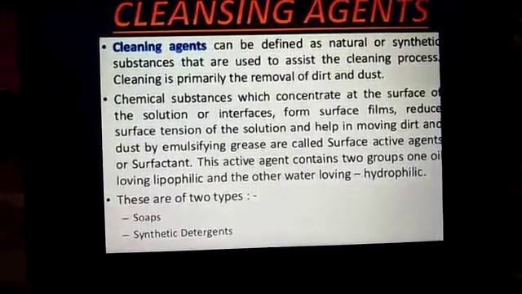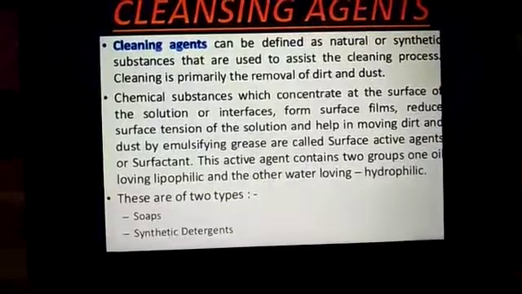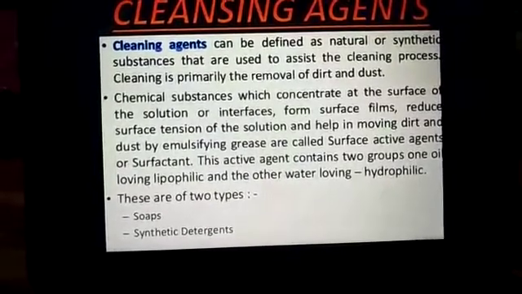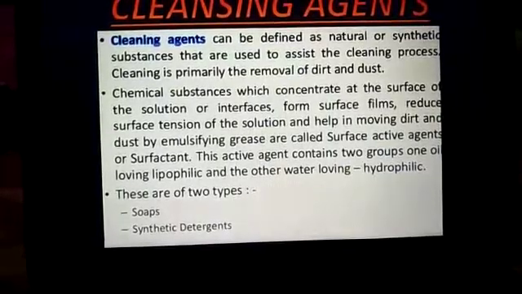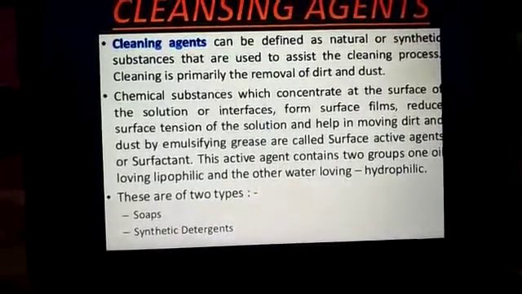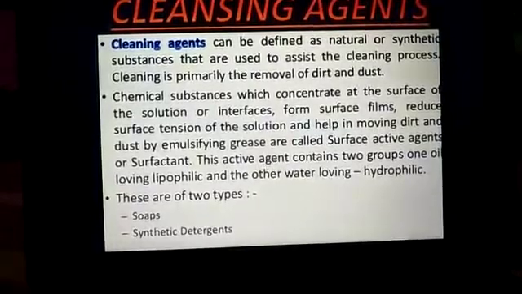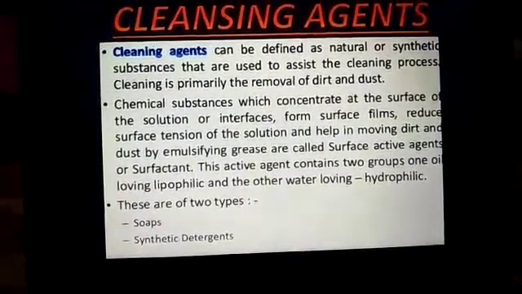active agents or surfactants. These active agents contain two groups, one oil loving, lyophobic, and the other water loving, hydrophilic. These are of two types, soaps and synthetic detergents.